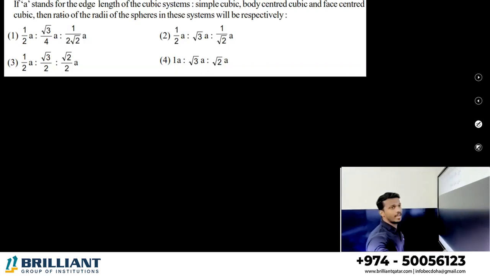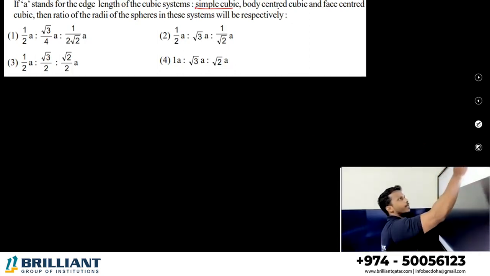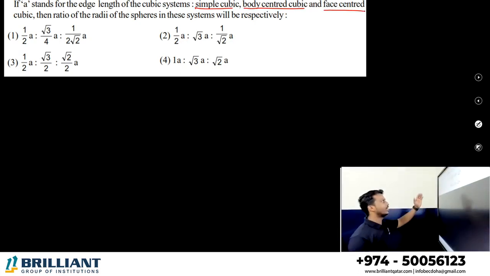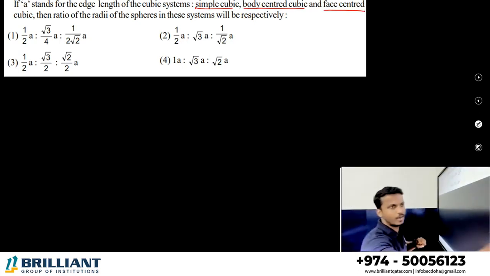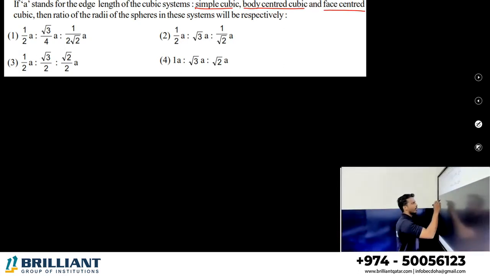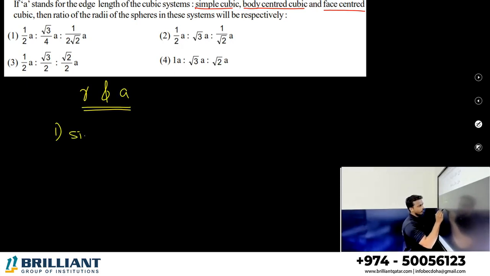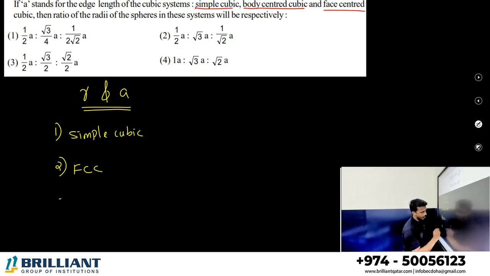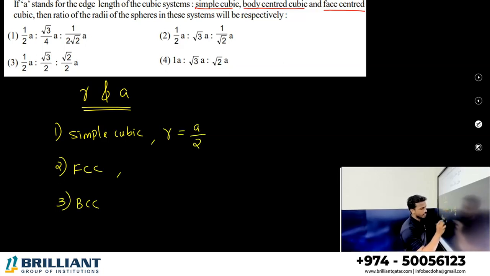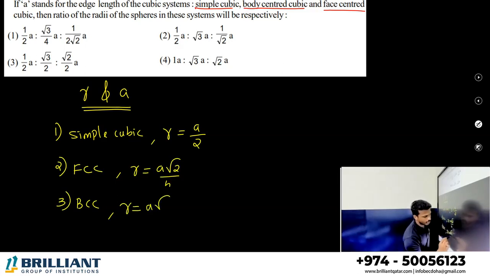Next. We discussed the same type of question but another pattern. If a stands for the edge length and r stands for the radius, for simple cubic, BCC and FCC, what is the relation between radius and axial length? Let me tell you quickly what we discussed in the previous one. For simple cubic, radius equal to a by 2, FCC r equal to a root 2 by 4, BCC r equal to a root 3 by 4.